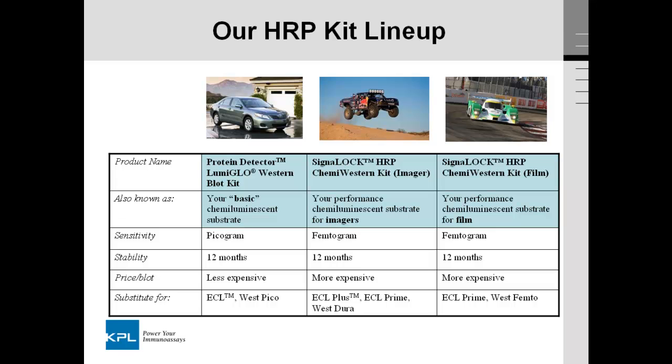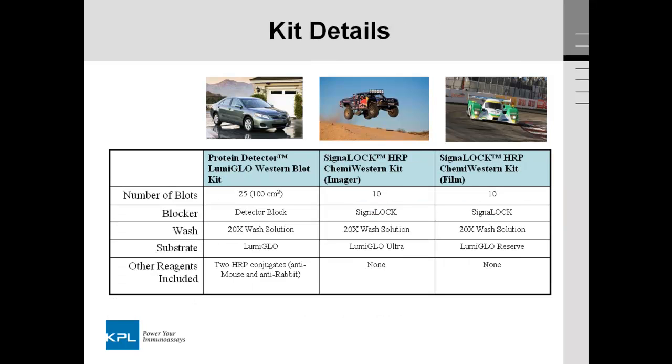And finally, to the right, you will find our race car kits, SignaLOCK HRP ChemiWestern kit for film. This will give you exceptional performance on film with femtogram detection and will outperform both ECL Prime and West Femto. This slide here presents all of the kit components for these kits. As you see, whether you need a workhorse kit, a specialty product, or high performance, KPL offers it all.